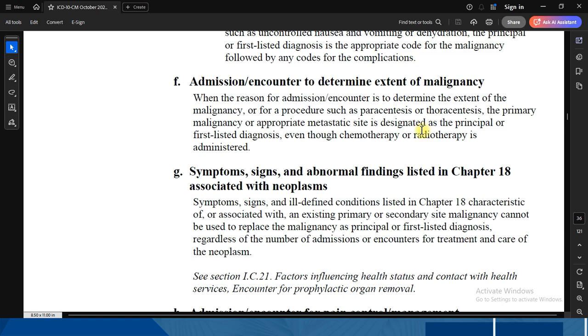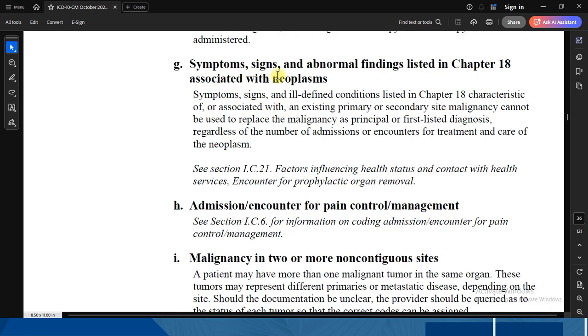Next one, F, admission encounter to determine extent of malignancy. Here the patient wants to determine the severity of the malignancy. When the reason for the admission or encounter is to determine the extent of the malignancy, or for procedures such as paracentesis or thoracentesis, we need to code the primary diagnosis as the malignancy, or breast cancer, as the PDX, even though the patient may undergo chemotherapy or radiotherapy.